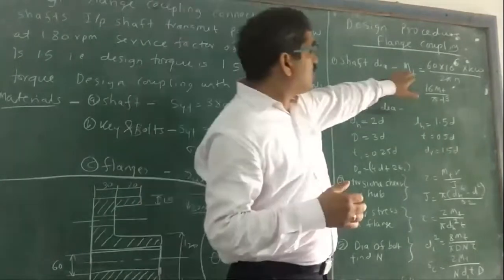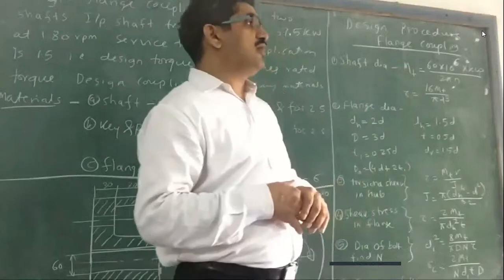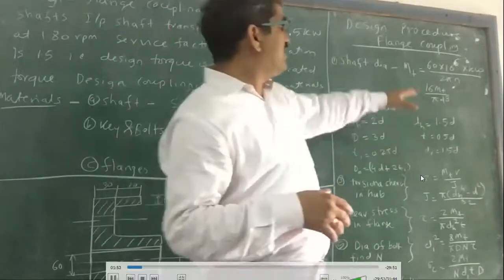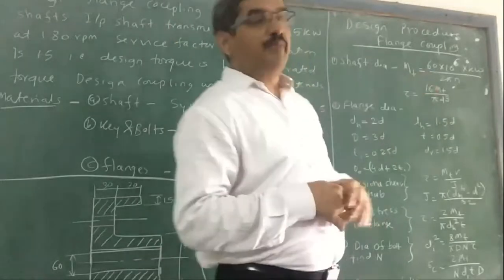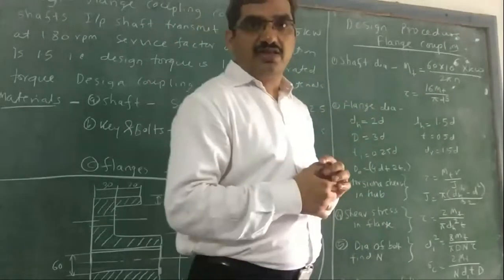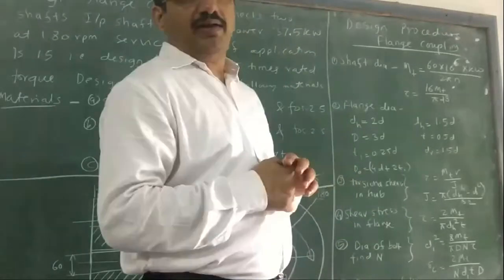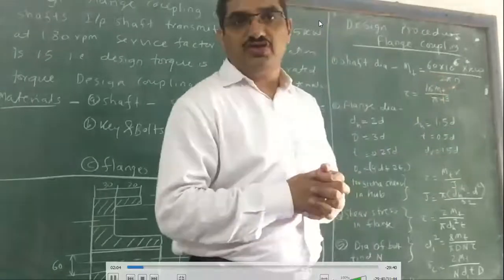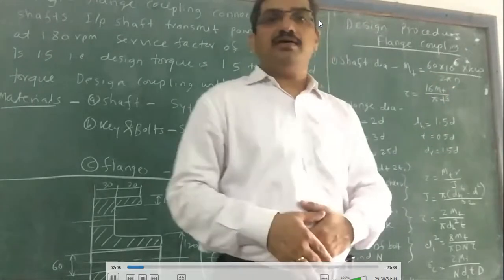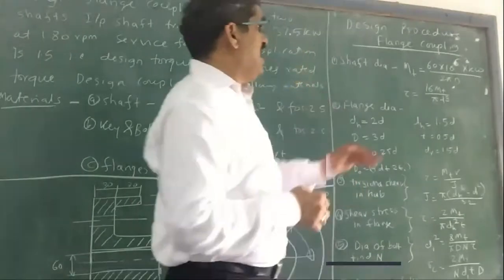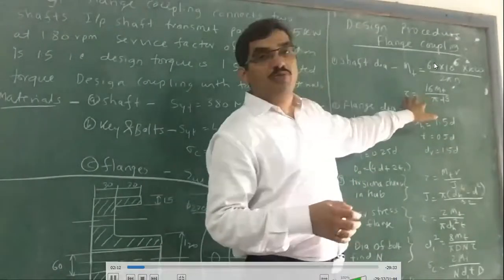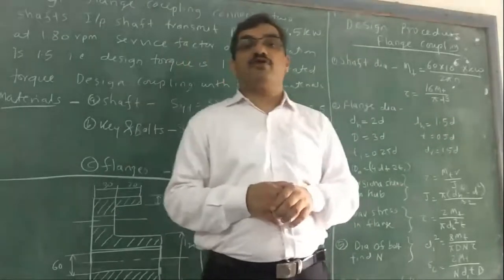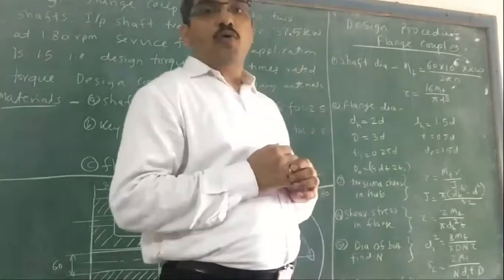So here, if we put torque in Newton-mm and power in kilowatt, we get this equation: torque Mt is equal to 60 into 10 raised to 6 into power in kilowatt upon 2 pi n. With this equation, if we know the power, we can find the torque in the shaft. That means we can find the torque transmitted by the flange coupling. And once we know the torque and the allowable shear stress, we can find the diameter of the shaft. This is the first step, finding the diameter of the shaft if we know the power transmitted by the shaft.